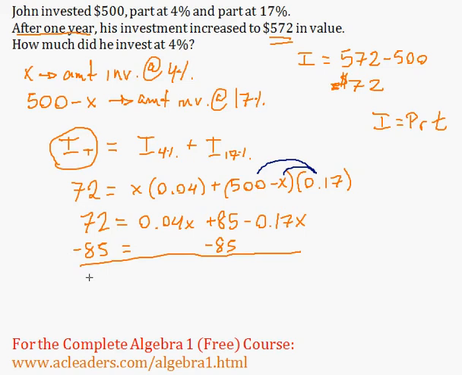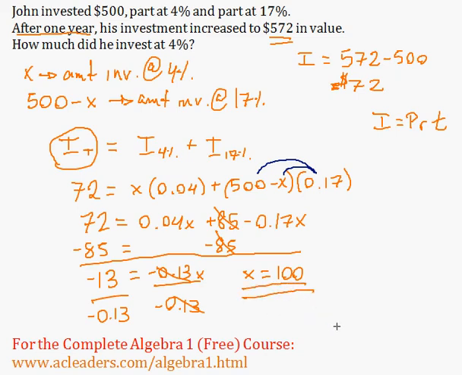72 minus 85 is negative 13. These guys cancel out. 0.04x minus 0.17x is negative 0.13x. Alright, now we can divide both sides by negative 0.13. These guys cancel out. And x is going to be equal to negative 13 divided by negative 0.13, which is just 100. So John invested $100 at 4%.